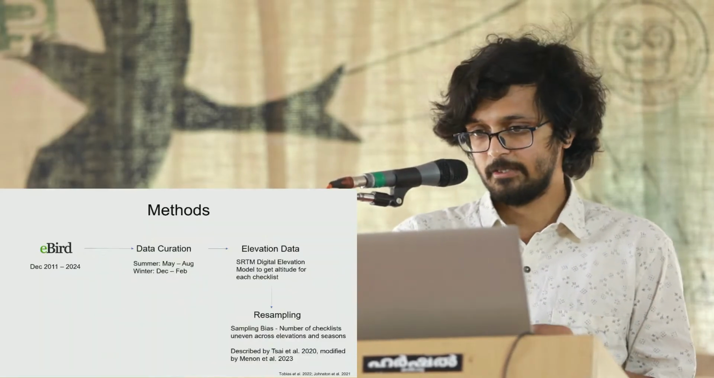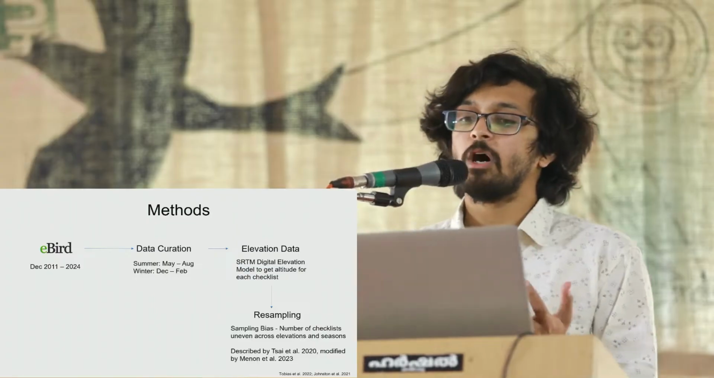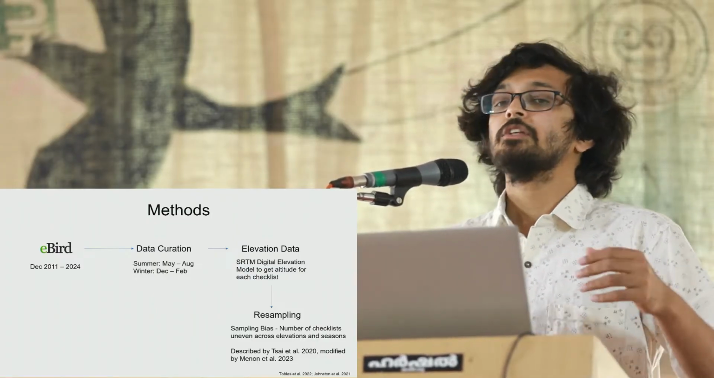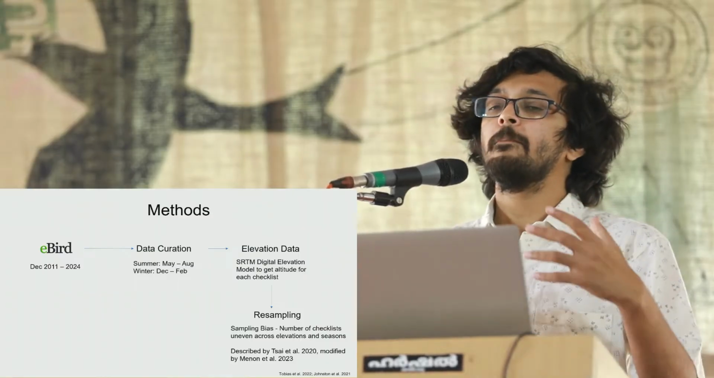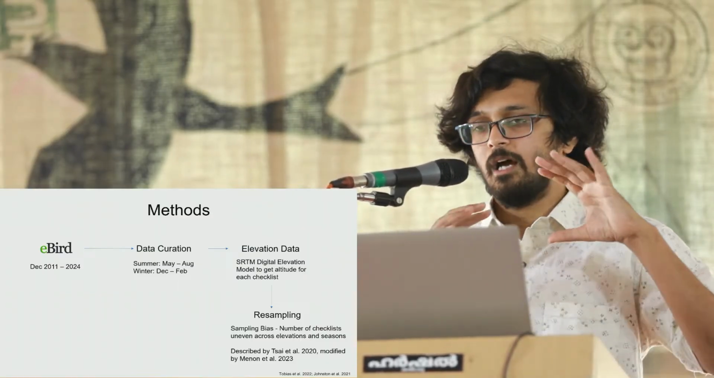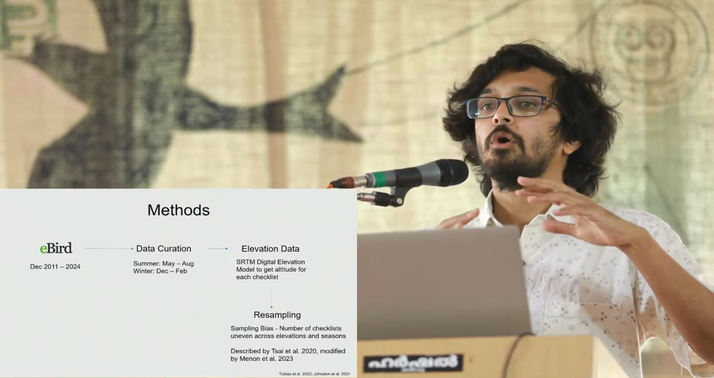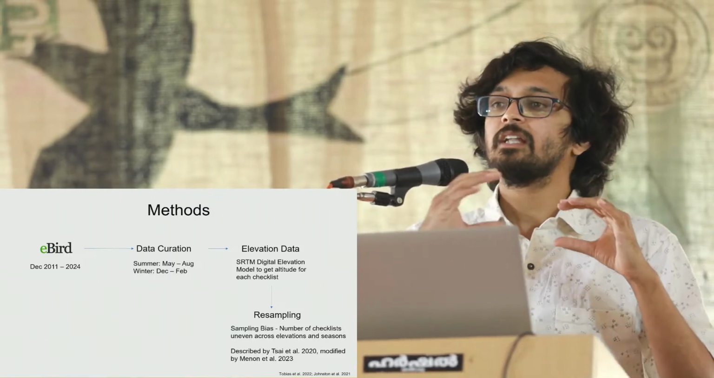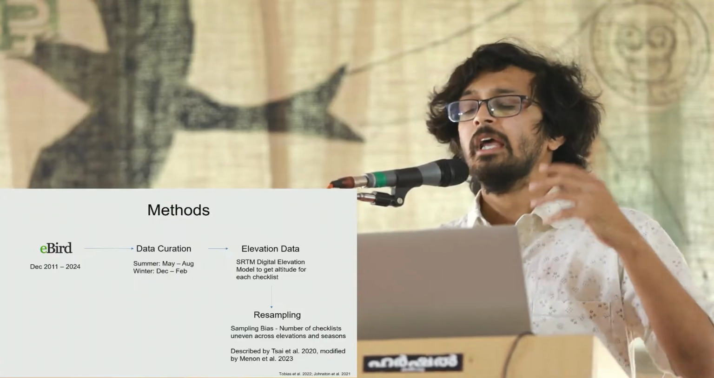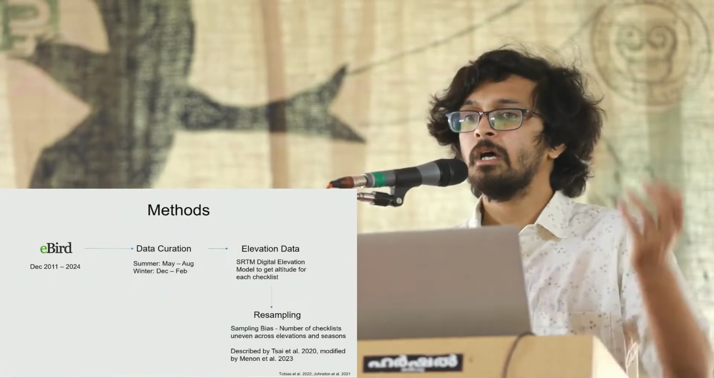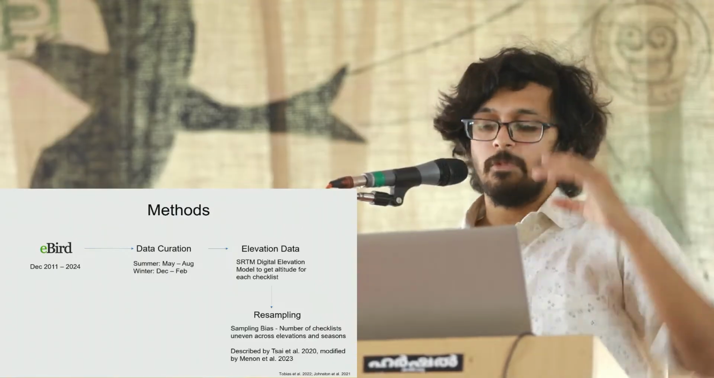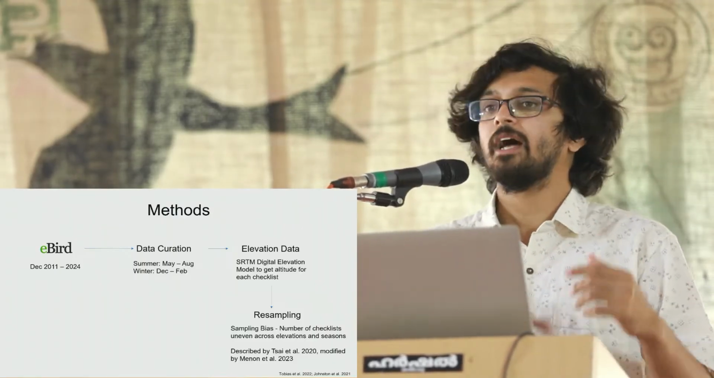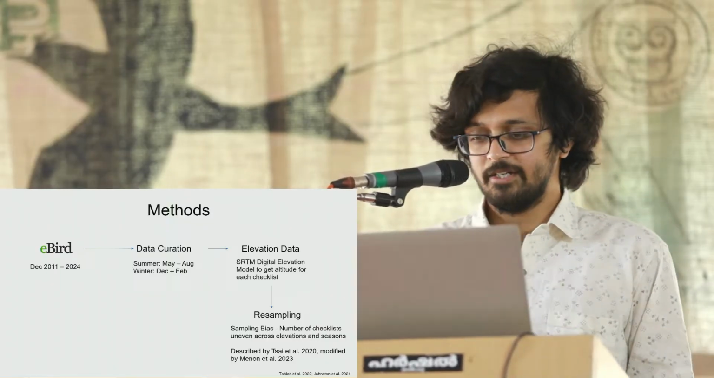The other problem with eBird data in mountain systems is that lower elevations tend to be more accessible to bird watchers. So all the data that we get from mountain ranges is biased towards lower elevations. So I used a resampling protocol where I chose only a certain number of checklists from across the elevation gradient. So if there were 10,000 checklists at the bottom and only 5,000 at the top, I would resample 5,000 checklists from the lowest elevation and not use all 10,000, and do that multiple times so that the error is reduced.